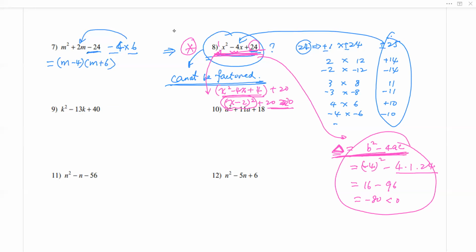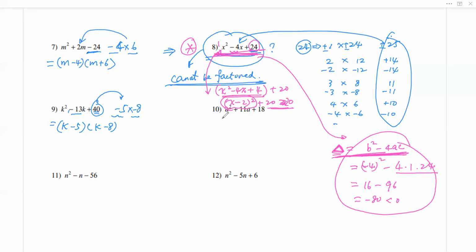Number 9. Anyone factor this? 40, work in your mind. 5 times 8, right? Or -5 times -8. So the sum of them is -13, right? Work this one in your mind. What factor pair's sum can exactly match -13? -5 and -8, right? All right, let's see next.